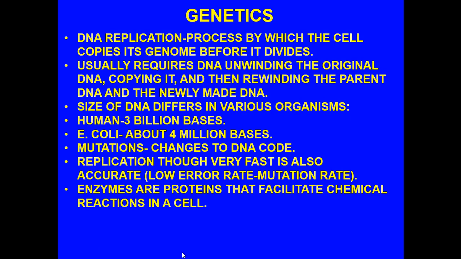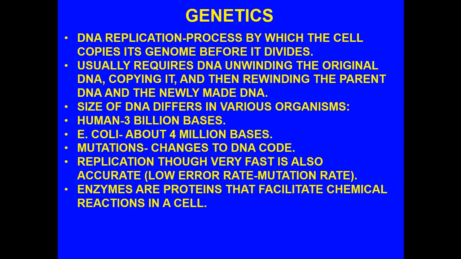We are going to focus first on DNA replication, which is the process by which the cell copies its genome before it divides. Usually this requires DNA unwinding. As I mentioned, you have to split the two strands of the double helix. So you unwind the original DNA, then you copy it, then you rewind the parent DNA and the newly made DNA. Really what goes on is a semi-conservative process, where one strand of the original DNA acts as the template to make the complementary strand. Those two strands are one old, one new. On the other side, the other original parent strand also acts as a template.